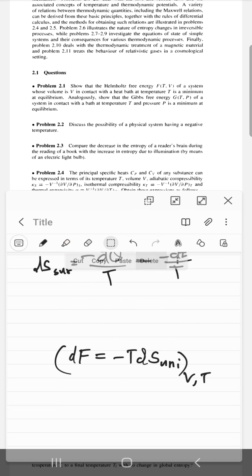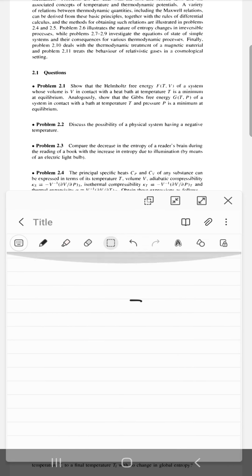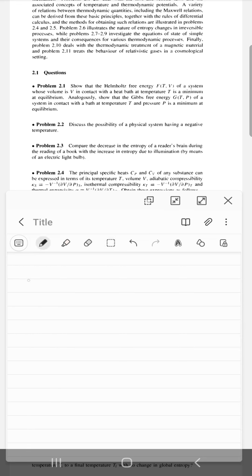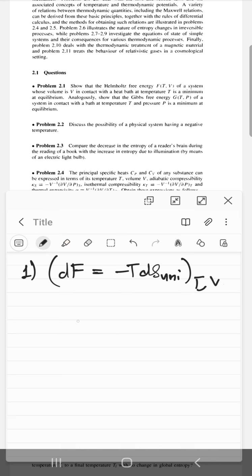Cool. Next we want to be doing the Gibbs energy thing, so I'm just going to delete this. So far for the first question we have proved that dF is equal to minus T dS universe at constant temperature and volume. We also want to do something for the Gibbs energy. The Gibbs energy is given by E minus TS plus PV, or let's just go with enthalpy directly, so H minus TS. Cool. And H is just E plus PV.